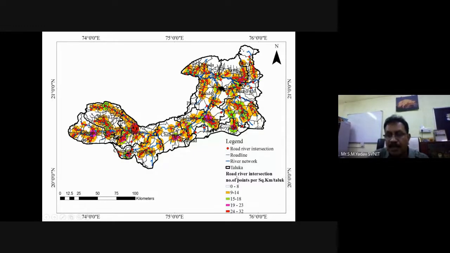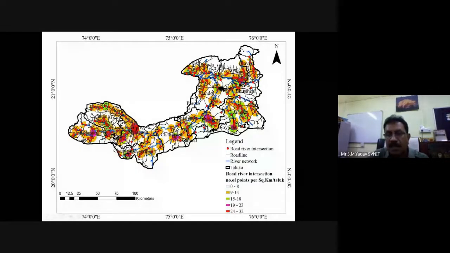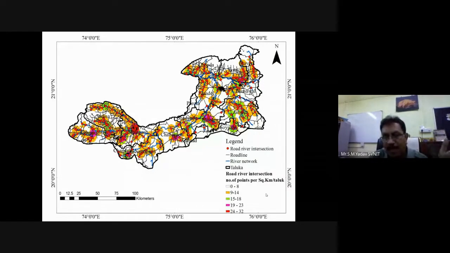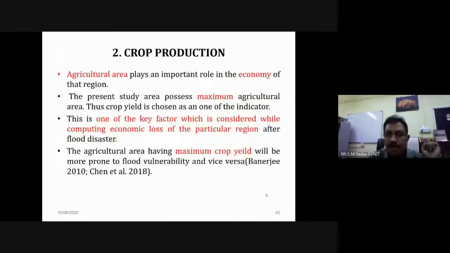While this road river intersection numbers has been identified, that is the number of points per square kilometer per taluka. So per one particular subdivision, you can say taluka, that is a kind of division made for identification of an area. The second one is crop production.